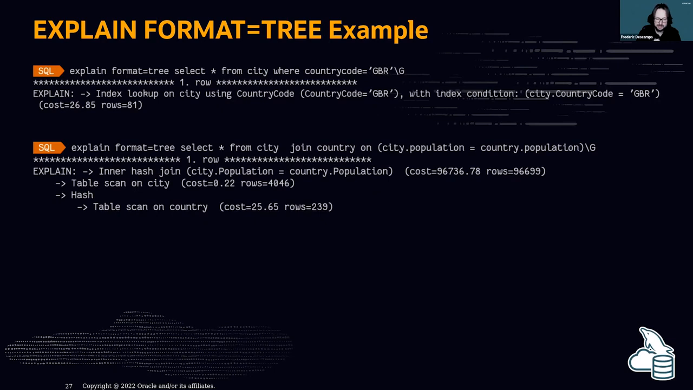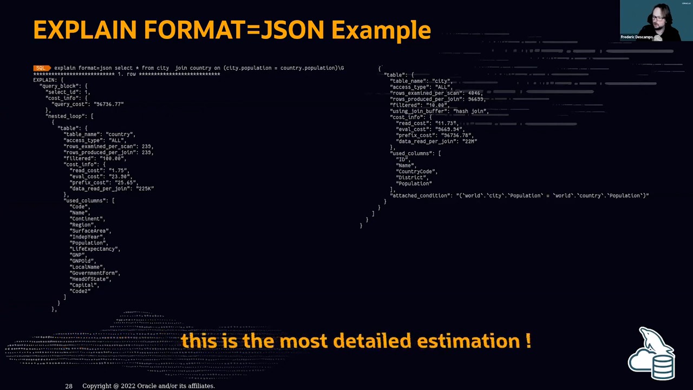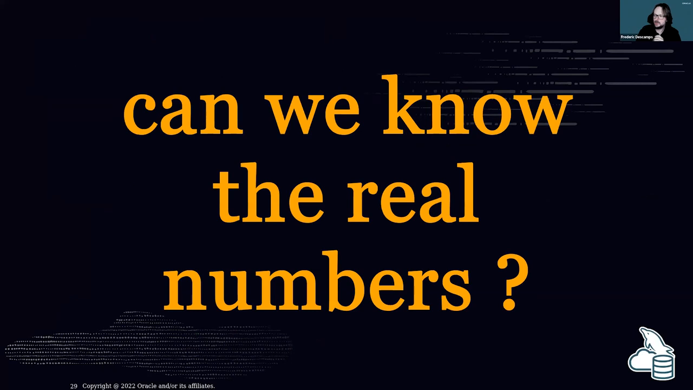And there is one last output, which is the most complete one, which is the JSON format. So when you do explain format JSON, you will have a lot of information about the query and the cost of it. And this is, of course, the most detailed estimation you can have. But again, this is an estimation only, right? So can we know the real numbers? Of course, we can know some of the numbers, like if we run the query, we'll see how long it takes, but we won't have the statistics.